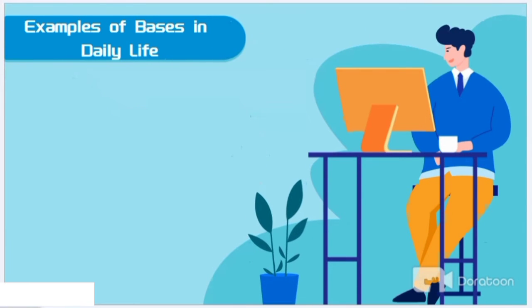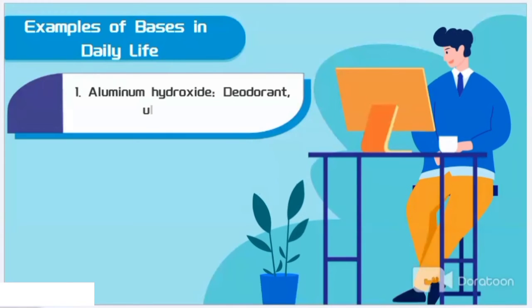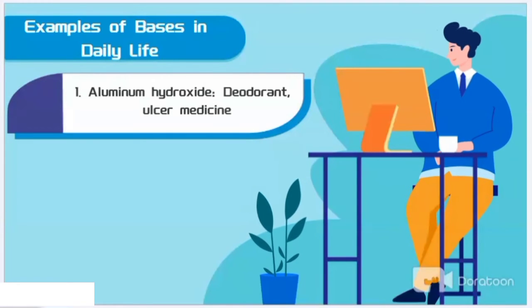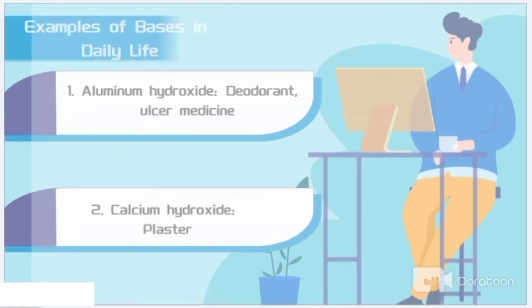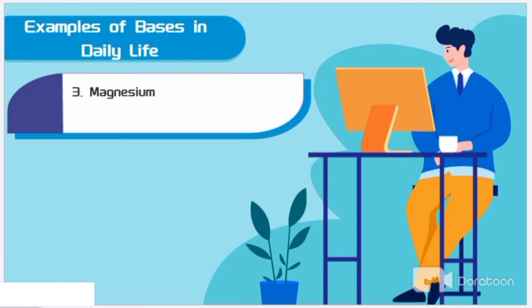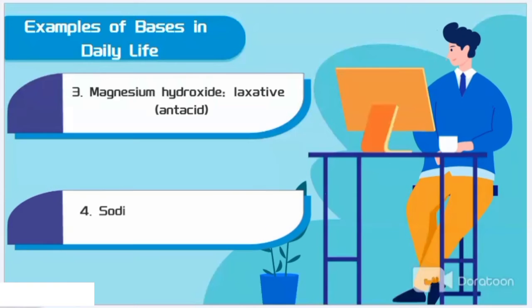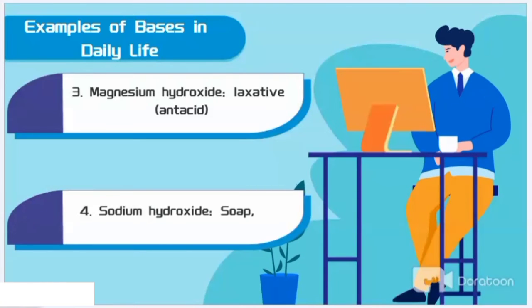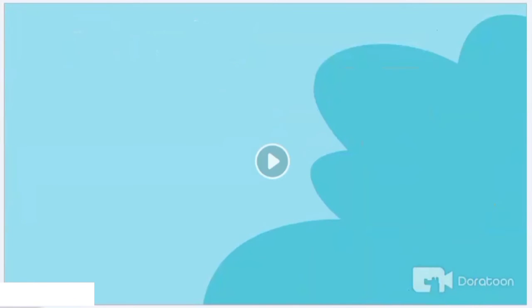Examples of bases in daily life. 1. Aluminum hydroxide, deodorant, ulcer medicine. 2. Calcium hydroxide, plaster. 3. Magnesium hydroxide, laxative or antacid. 4. Sodium hydroxide, soap, drain cleaner.